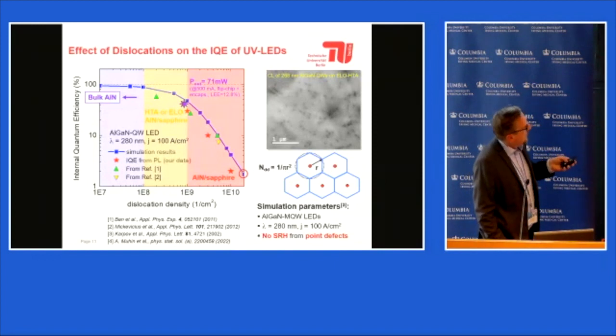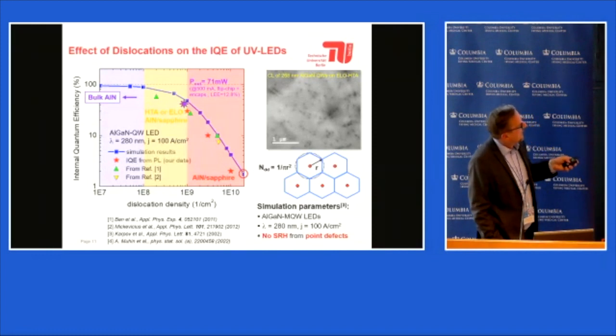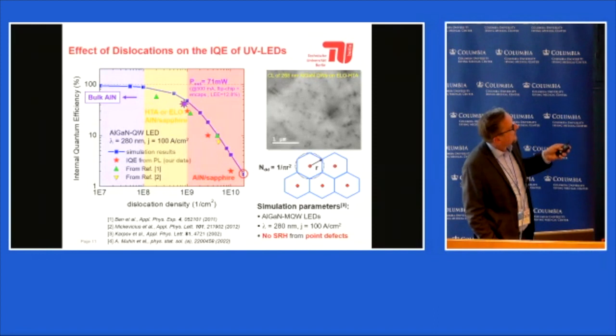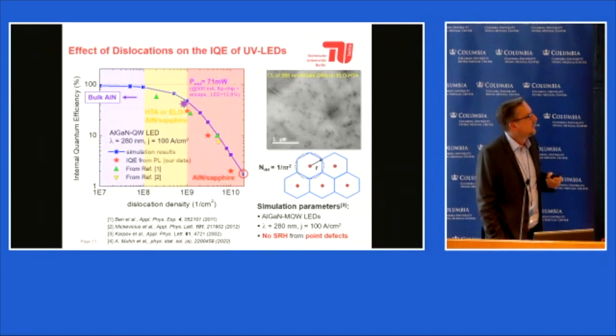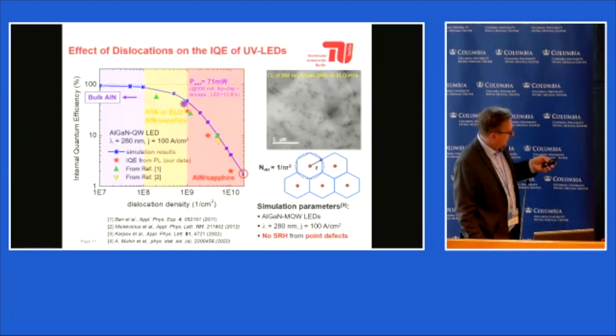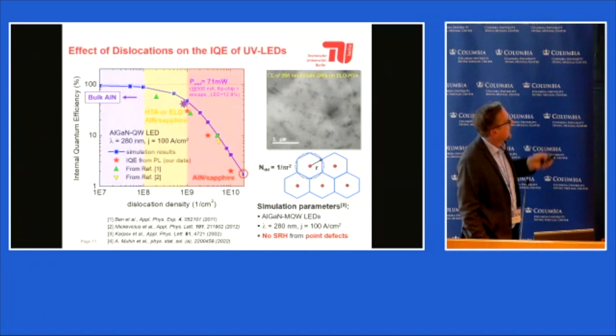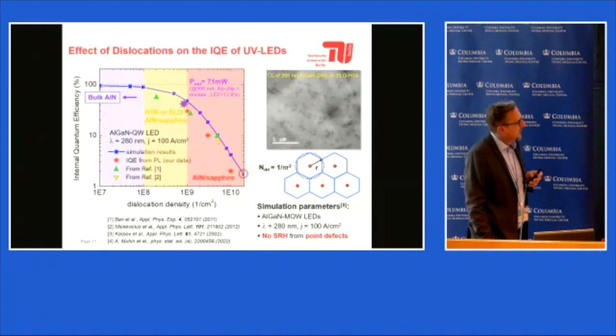So, what does it mean now? If you go from 10^10 per square centimeter, you're only in the 1 or 2% efficiency range. At 10^9 or 10^8, you can reach 80, 90 or so percent IQE values. This is also our guideline for where we have to be with our template technology in order to get to higher efficiencies. And this is not only predicted theoretically by this blue curve, but also supported by experimental data from our samples and from investigations by other groups. So it's quite consistent with what we see in experiments.